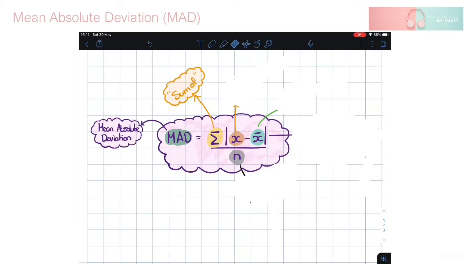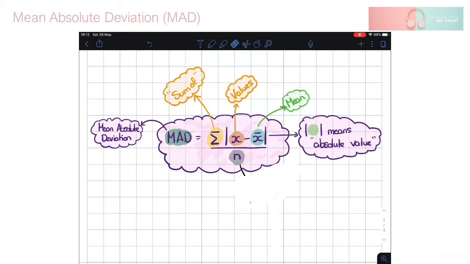Which numbers? Well, we're going to start with the actual values themselves, and then we're going to find the difference between those values and the mean. And because we said it was a mean absolute deviation, we need to find the absolute value of those. So if the difference between the values and the mean is negative, then the absolute value becomes positive.